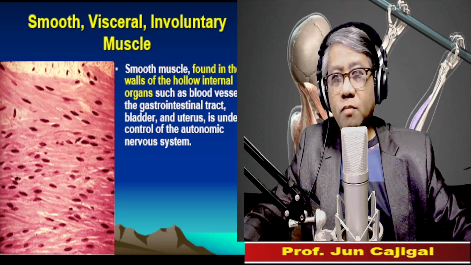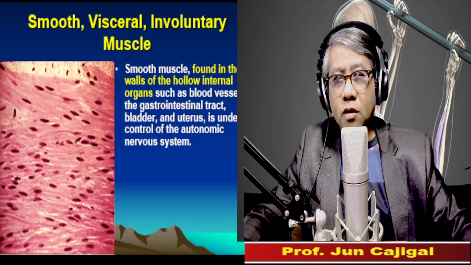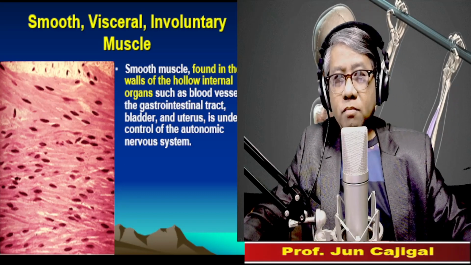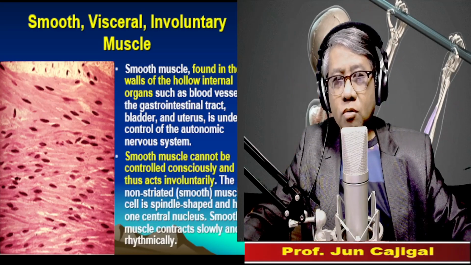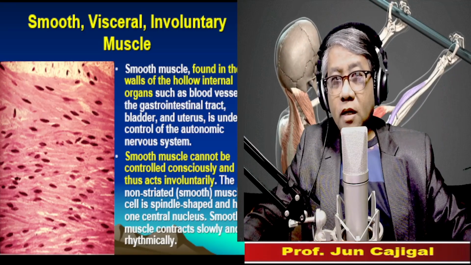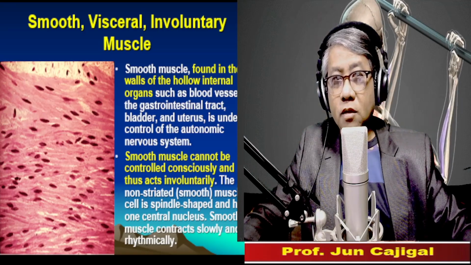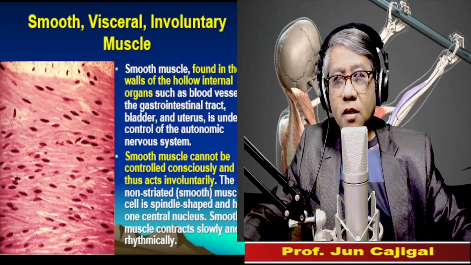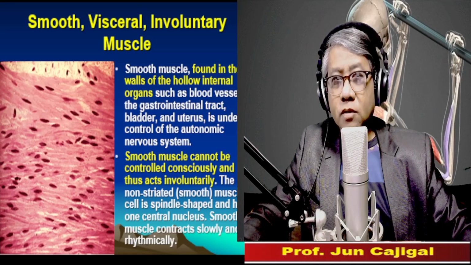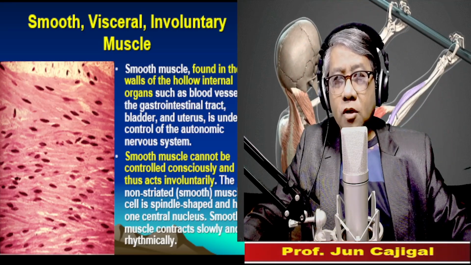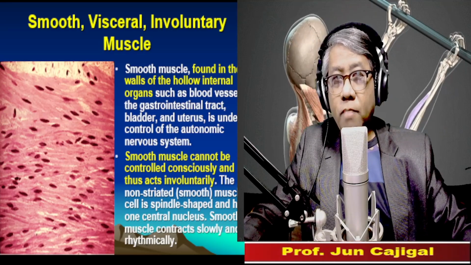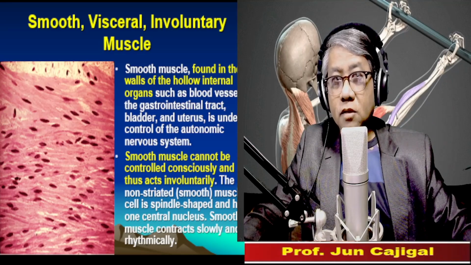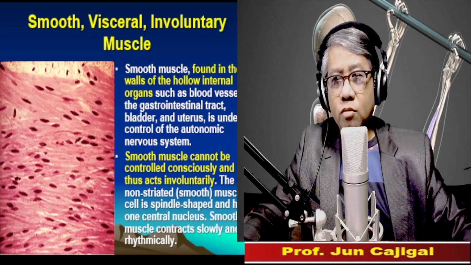And also, this type of muscle is under the control of the autonomic nervous system. And because of that, this muscle cannot be controlled consciously and thus acts involuntarily. That's why this muscle is also known as involuntary muscle. And if you will examine this muscle under the microscope, you will notice that there are no bands or there are no striations or stripes. That's why this type of muscle is also called smooth muscle.